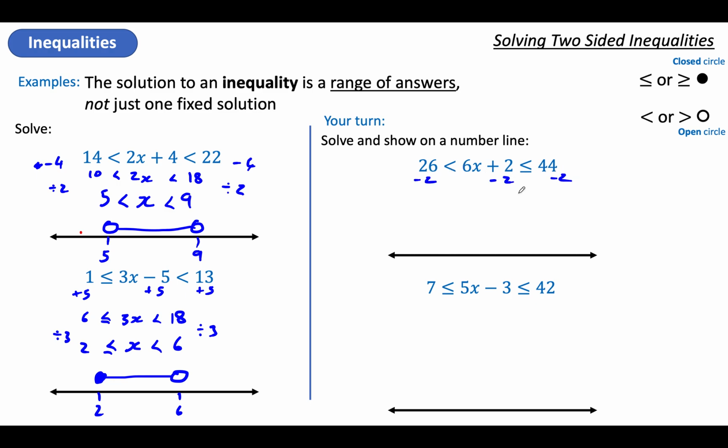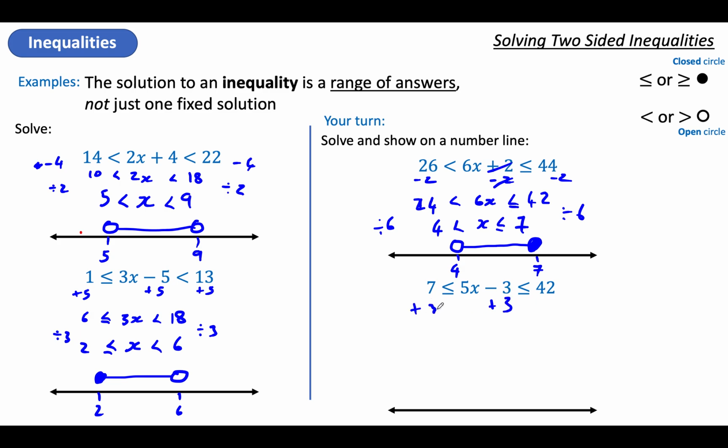Right, take away 2 from all 3 parts to get 6x on its own, because they cancel out. 26 take away 2 is 24. 44 take away 2 is 42. Just copy the signs down. And then, how are we going to get from 6x to x? Well, we divide by that number. Divide by 6. So x is bigger than 4, less than or equal to 7. So there's my two boundaries, 4 and 7. Open circle on 4. Filled in circle on 7 because it's equal to as well. Draw a line between.